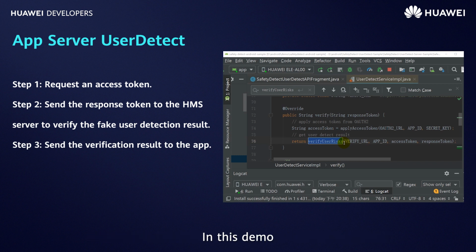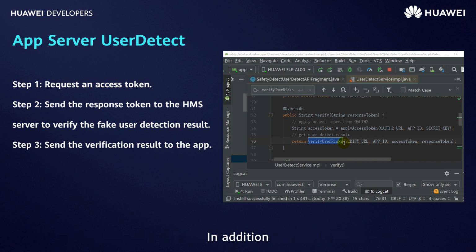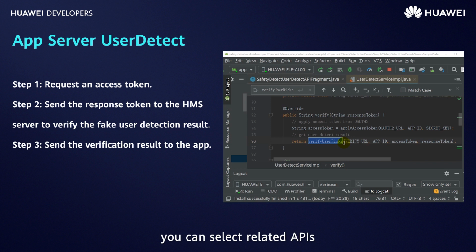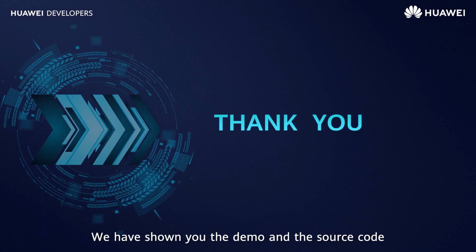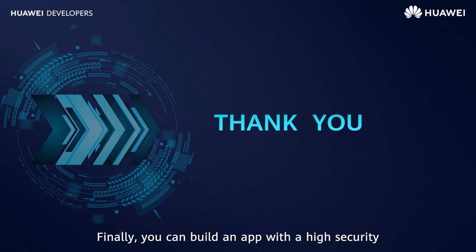In this demo, we've completed the call of the 4 sets of the APIs of Safety Detect. In addition, interaction between the app and the server is involved. During app development, you can select related APIs to integrate based on your service needs. We have shown you the demo and the source code. You can learn more details by debugging the source code. Finally, you can build an app with high security.